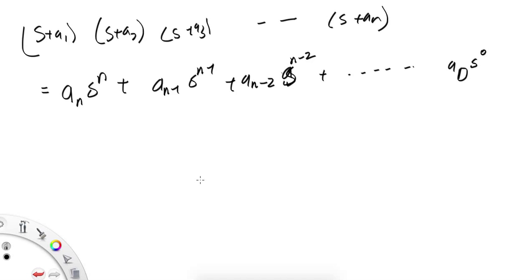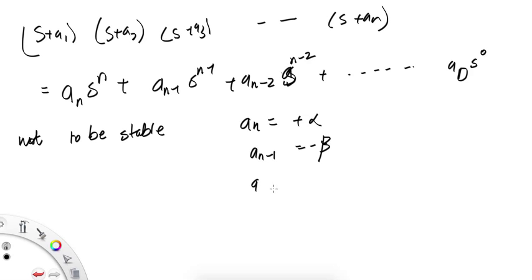A sufficient condition for a system to not be stable. So to not be stable, we have a condition. That condition is if signs of all coefficients differ. So what is the sign of a_n? Let's say a_n is positive. The sign of the coefficient of a_n is positive. Let's say this is some negative beta, some positive alpha, and negative gamma, I suppose.